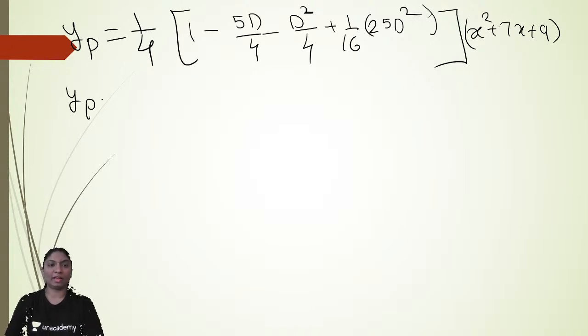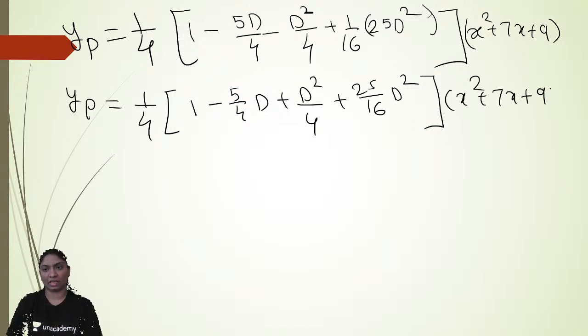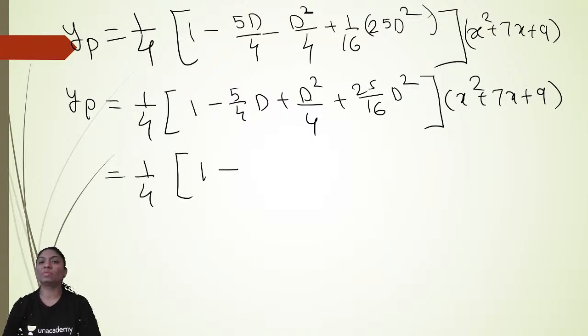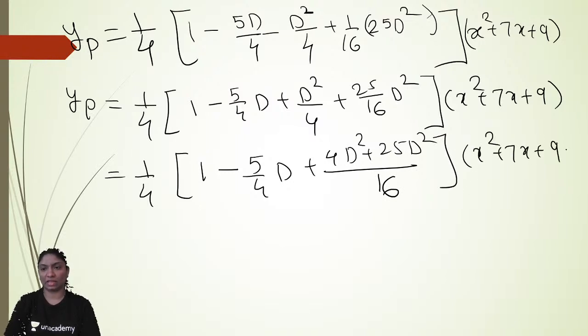Okay, so you will get yp is equal to 1 by 4 into bracket 1 minus 5 by 4d plus d square by 4 plus 25 by 16 d square of x square plus 7x plus 9. So yp is equal to 1 by 4 into bracket 1 minus 5 by 4d plus 4d square plus 25d square upon 16 of x square plus 7x plus 9. Okay. Now, if you see this, we will separate out and apply separately.